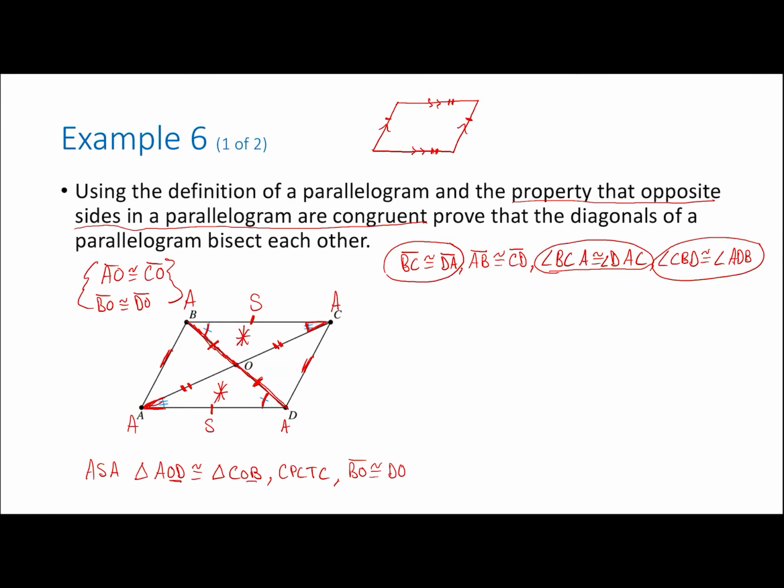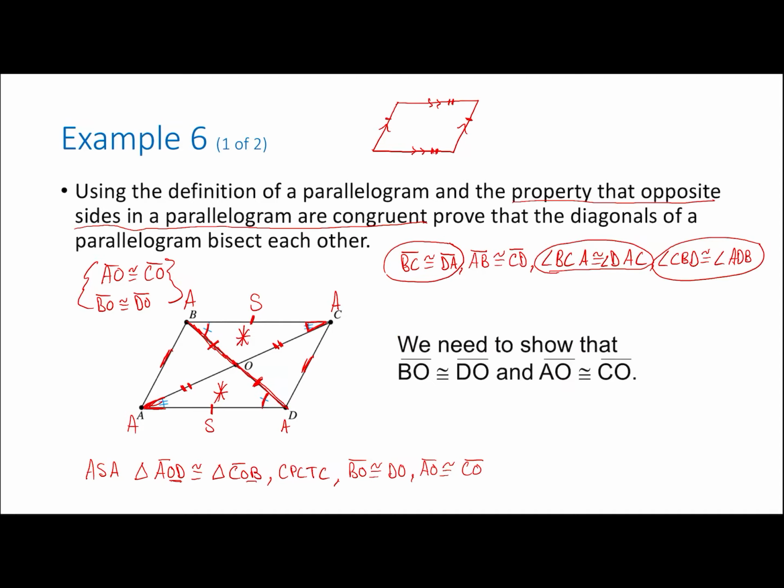And based on the fact that corresponding parts of congruent triangles are congruent, BO must be congruent to DO. And again, you can see the order of the letters being in the right place. So DO would be there and BO would be there. And that also tells me that AO must be congruent to CO. And again, you can see AO and CO there.